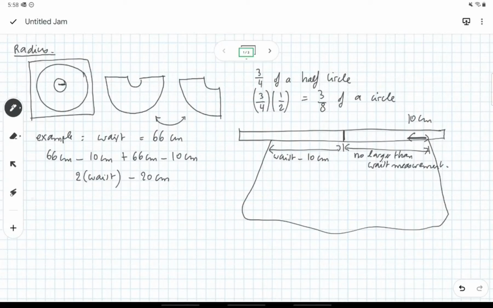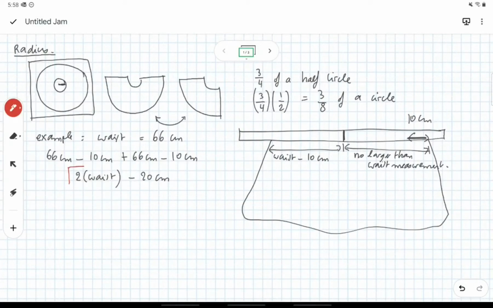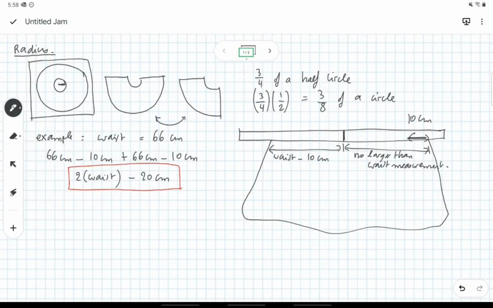So this here is your first number you need to get. You need to take your waist measurement, multiply by 2, subtract 20 centimeters, and that will give you what I will call the circumference. So for me, that's 112 centimeters.